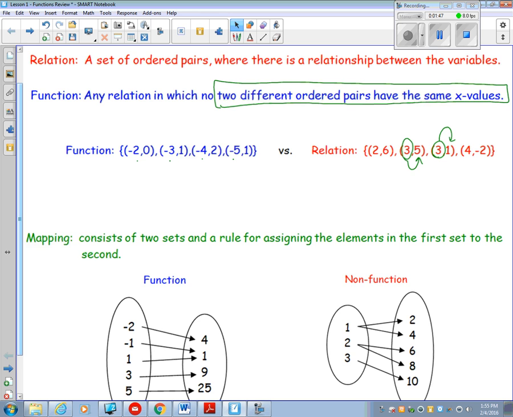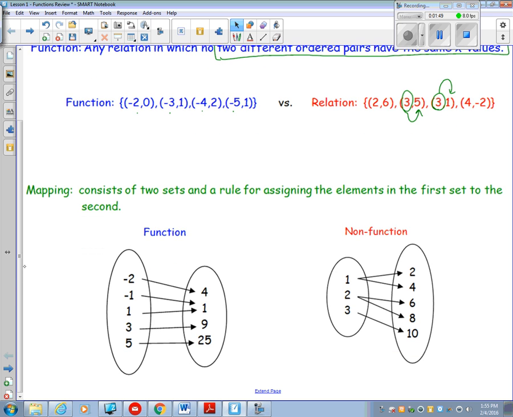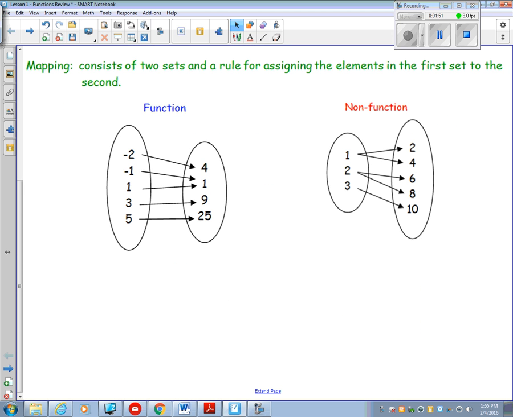We could also create mapping diagrams. That's another way of showing a function or not a function. A mapping diagram is some sort of rule that shows sets of numbers. The set on your left would be your x values. So these would be your x's. The set on the right would be your y values. So when I input my x's and I output them, there's some sort of rule going on here. And in this case, the rule is that y equals x squared.